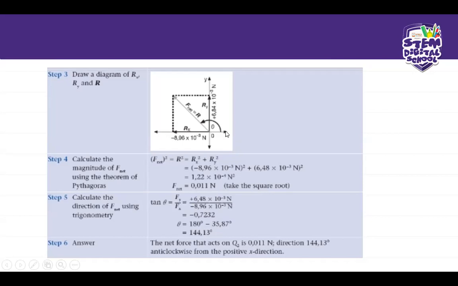And you're going to subtract that from 180, because this one, you see where it is, it's right here. We are looking for this direction from here to here, but we just calculated this one here. So we need to subtract it from 180 to get this whole angle from x to the resultant. Which means that the net force that acts on Q2 is 0.011 Newton. Direction is 144.13 degrees anti-clockwise from positive x direction.